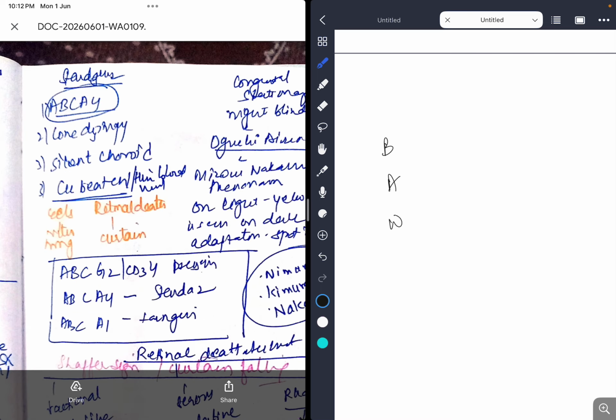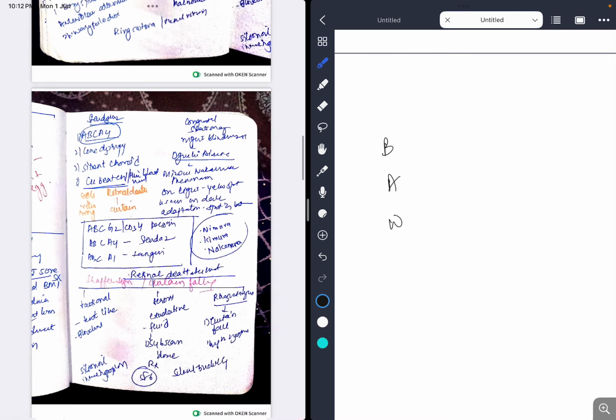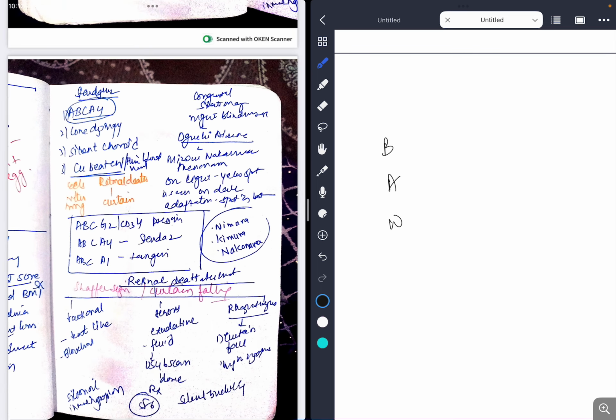So this is ABCA4, which is Stargardt's. I have written all these ABCs which you can confuse, in the topics. ABCG2, which is CD34, you see in pterygium. ABCA4 you see in Stargardt's, and ABCA1 you see in Tangier disease, in which you have to correlate with the levels of HDL. Right? Now let's go to retinal detachment.